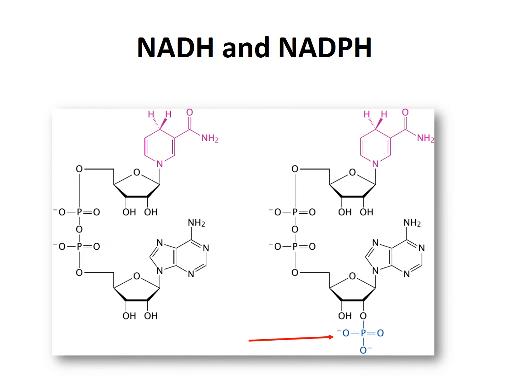NADPH is the electron shuttle in photosynthesis. It's also the electron shuttle that we use in many anabolic reactions in our body. NADH is the electron shuttle we use in oxidative phosphorylation or in central metabolism. It's used in many of the catabolic reactions in our body.